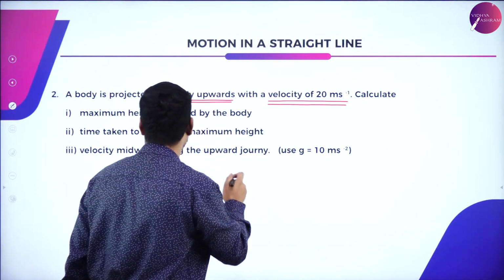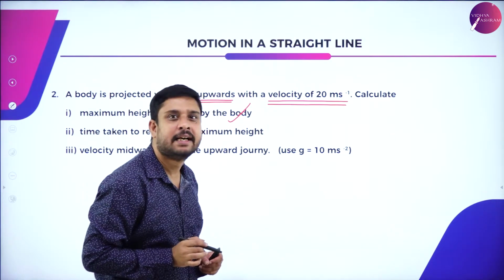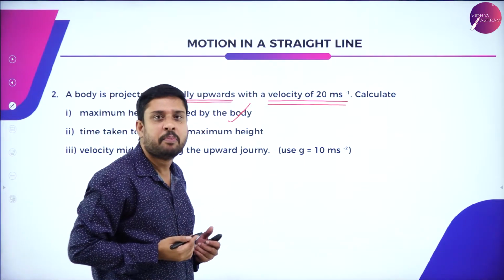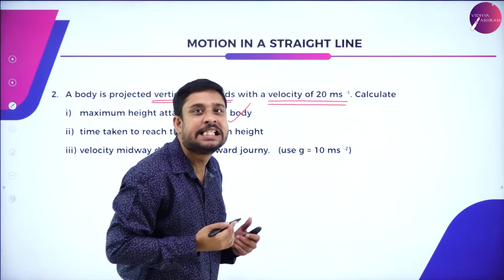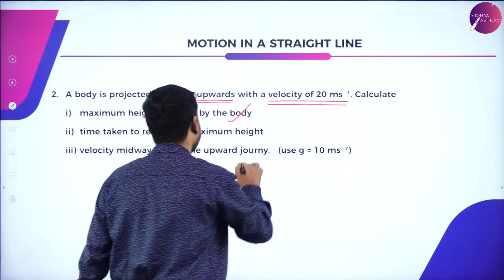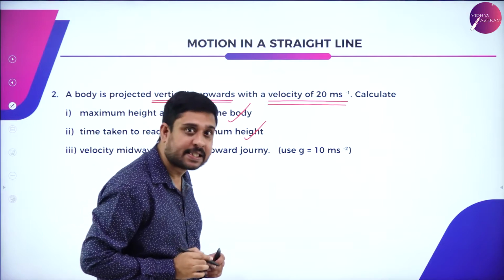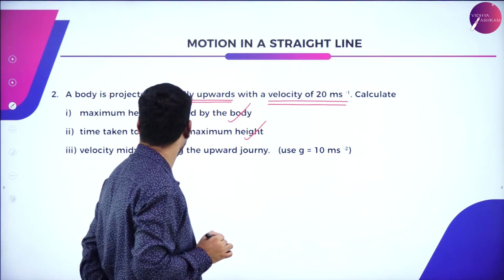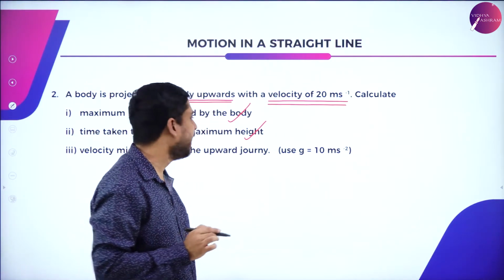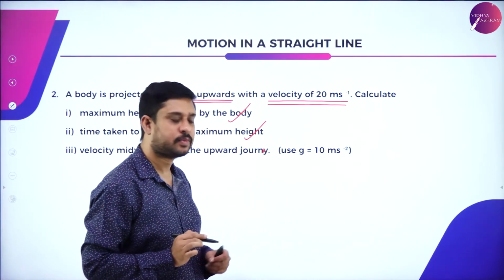I have to calculate the maximum height attained by the body, maximum height reached by the body, the time taken to reach the maximum height, and the velocity midway during the upward journey.